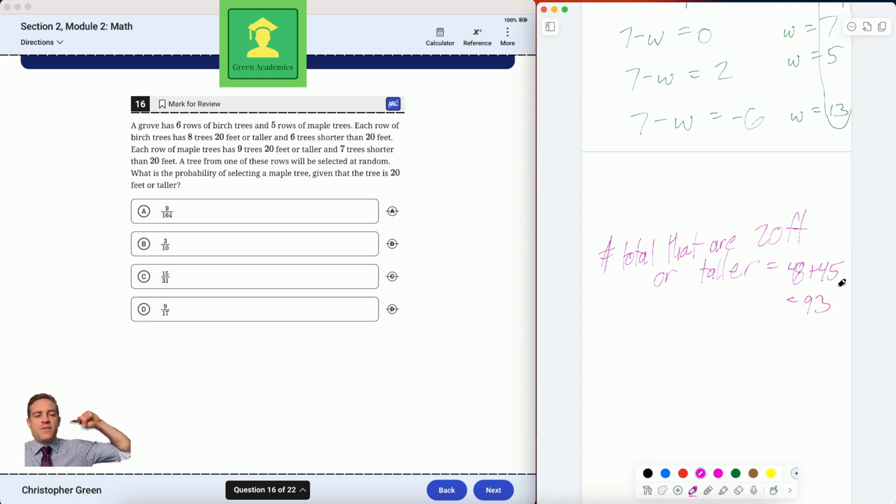So now it's saying if you happen to choose one that is 20 feet or taller, what are the chances that it's a maple? So it's the maples that are 20 feet or taller, which we just said was 45, out of 93. It's 45 over 93, which I'm going to reduce to 15 over 31.